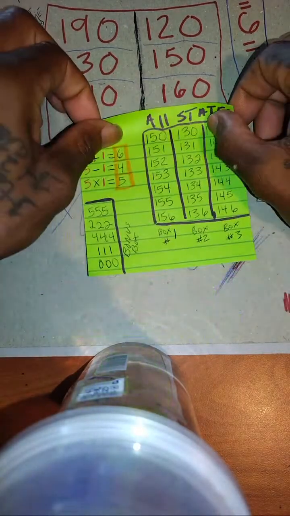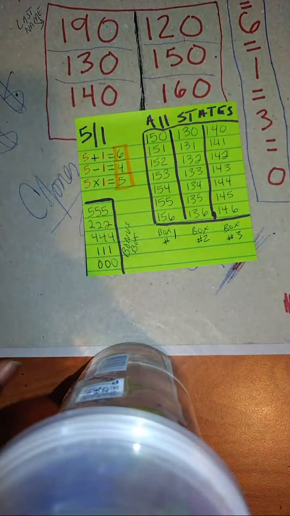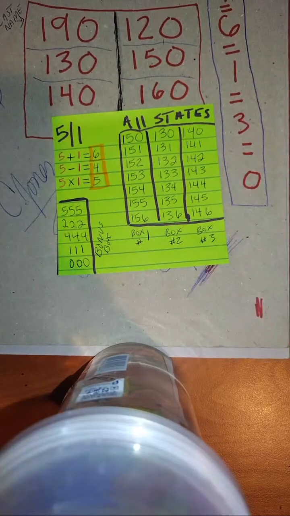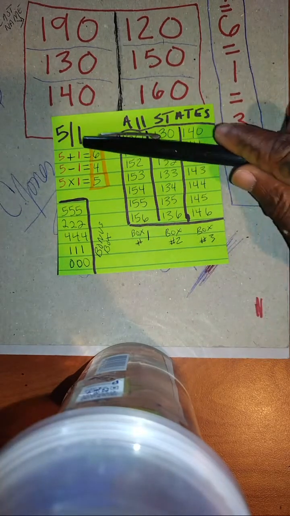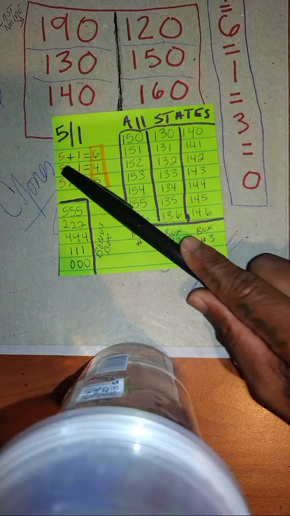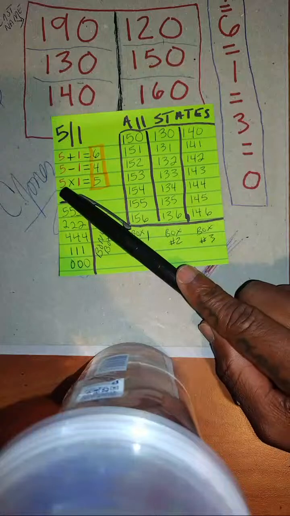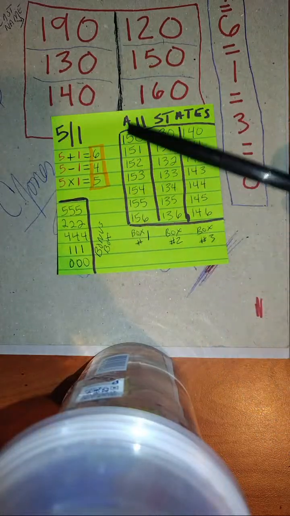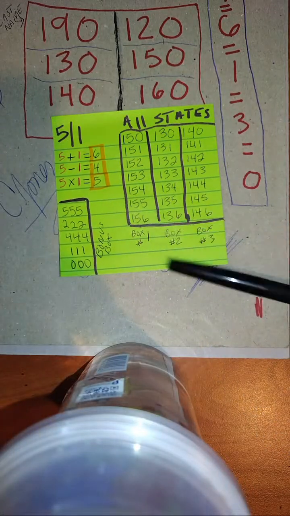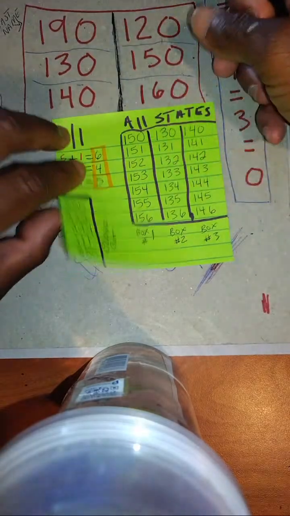Like I said, this is part 1. I put this up last night. We went down the date numbers. 5 plus 1 giving me 6. 5 minus 1 giving me 4. 5 times 1 giving me 5. And this is the rundown off the numbers. So that's part 1.